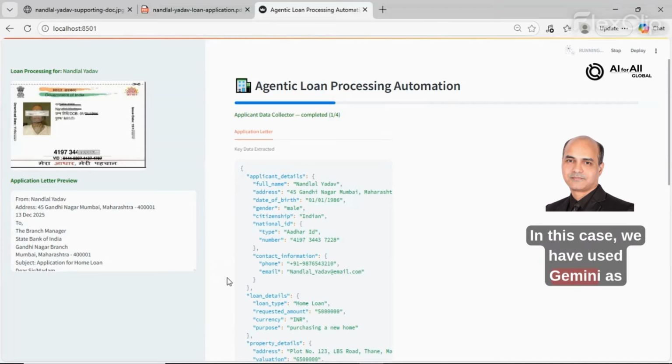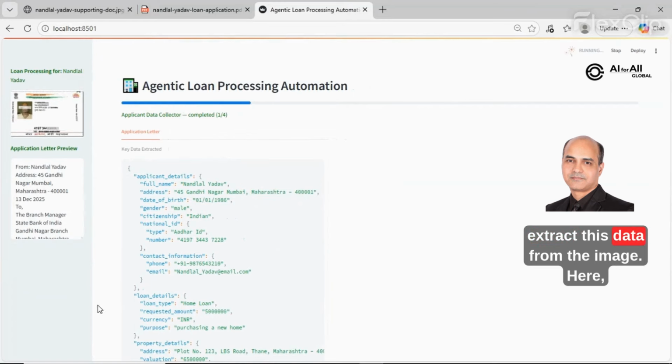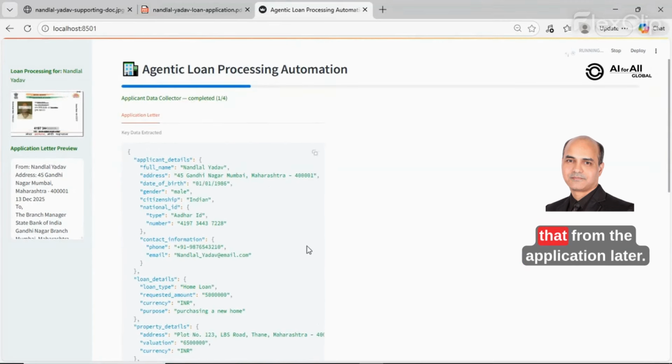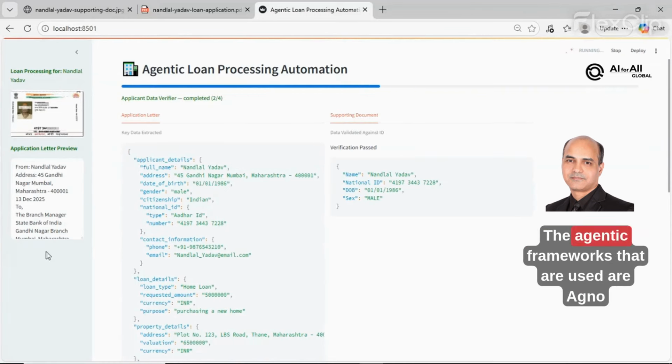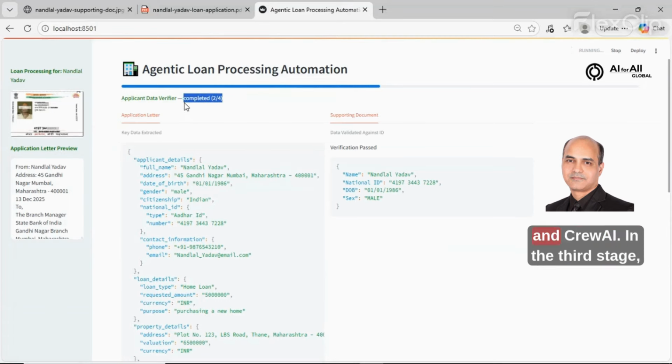In this case, we have used Gemini as a multimodal LLM to extract this data from the image. Here, the verification has passed, and the data that we have extracted from the supporting document has matched that from the application. We are using Streamlit here for the UI and Python as a programming language. The agentic frameworks that are used are Agno and CrewAI.